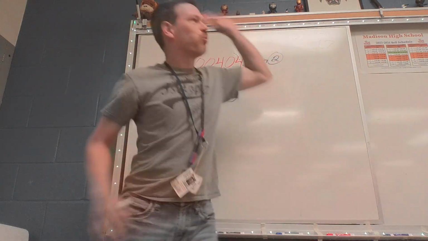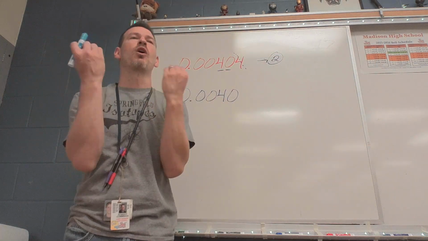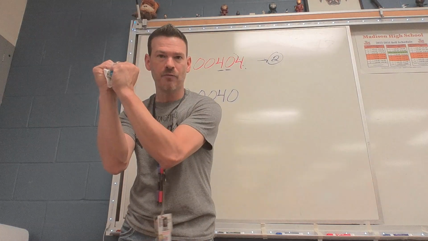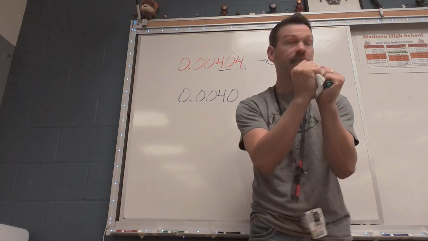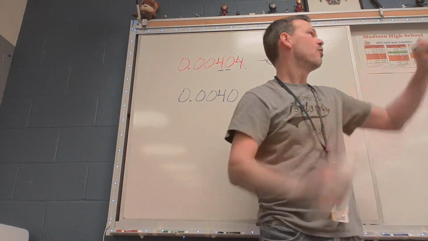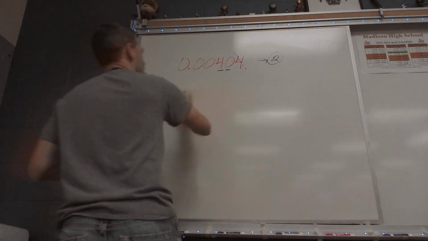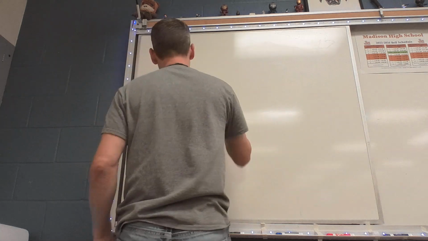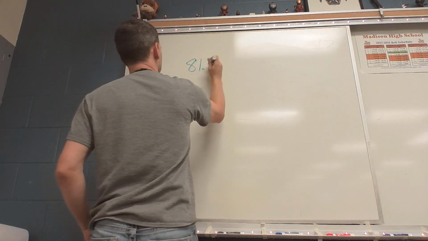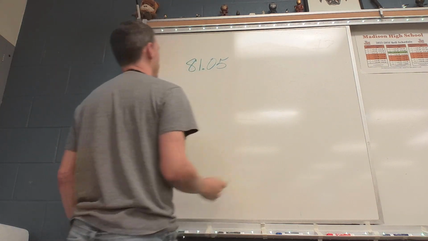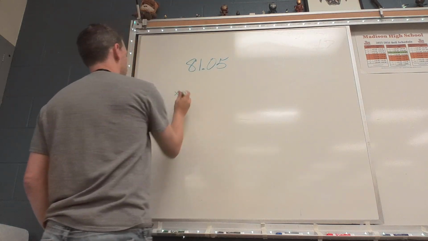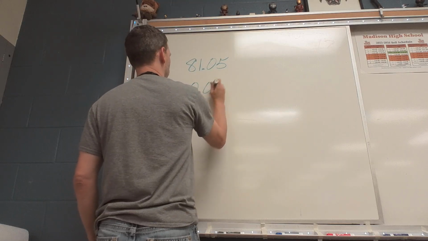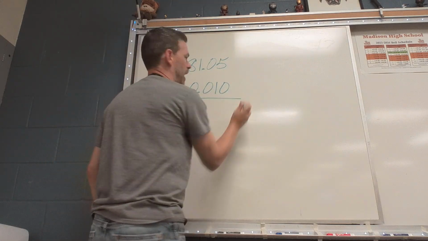Okay, so let's read the new slide then. How do we apply this to our arithmetic? Well, we need to remember first off that multiplying and dividing have rules, but adding and subtracting have different rules. So let's do the multiplying dividing first. Let's go 81.05 times 0.010. Use your calculator and get an answer.